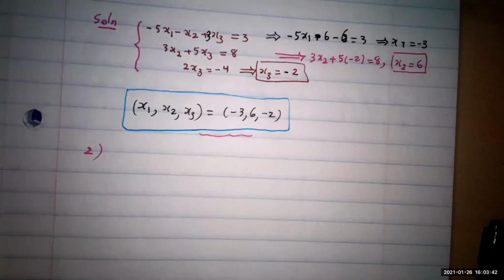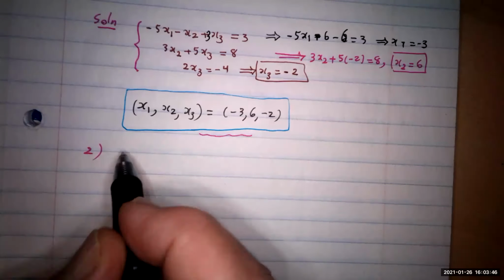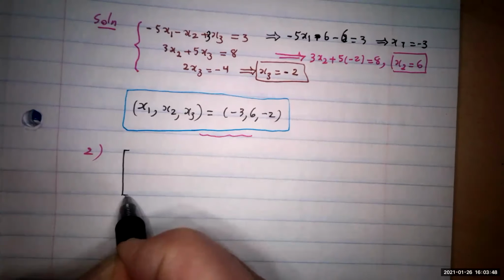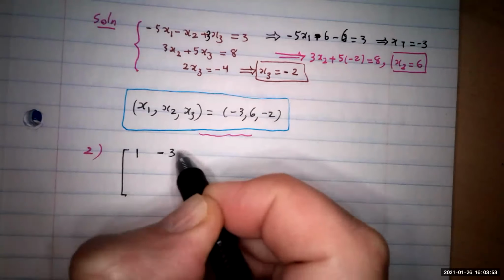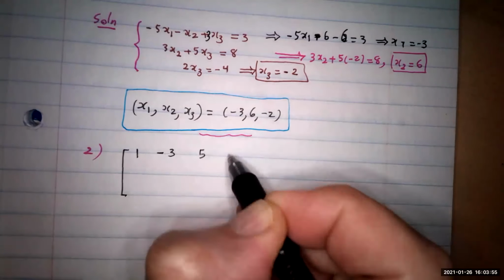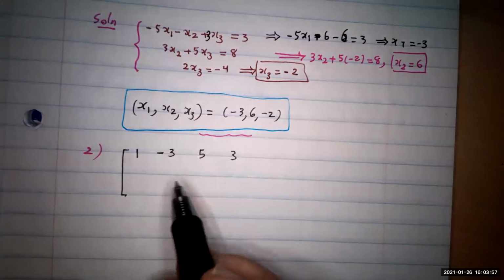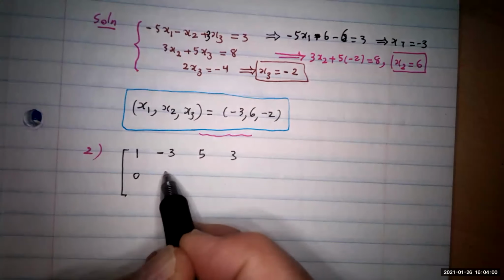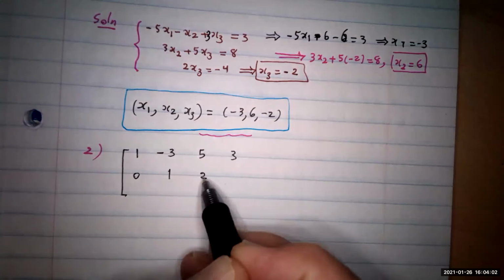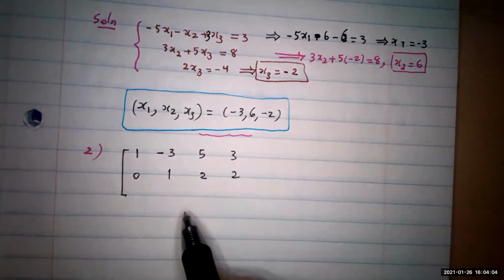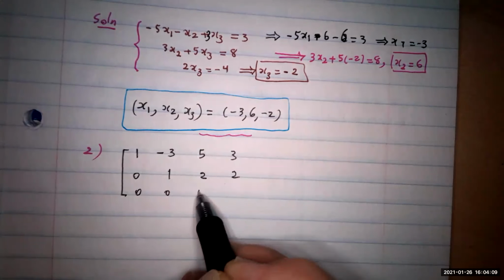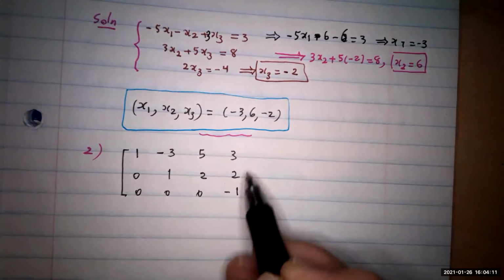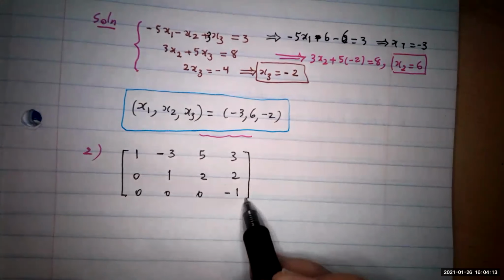Okay, so case two is, suppose this is going to be the resulting augmented matrix. The first row is going to be 1, -3, -3, 5, and 3. Then the next one is going to be 0, 1, 2, and 2. And over here we get 0, 0, 0, and -1. This is going to be the case.